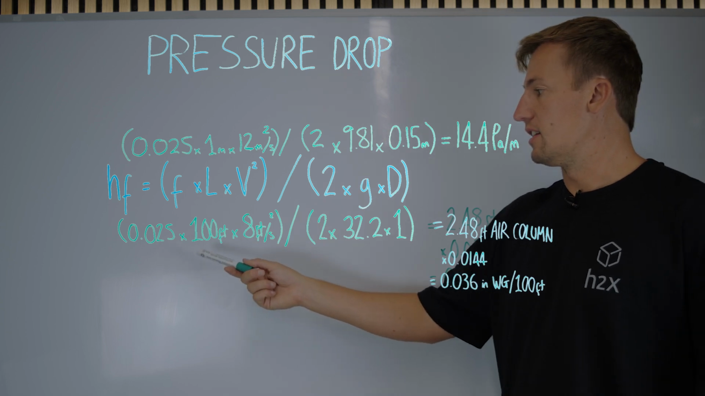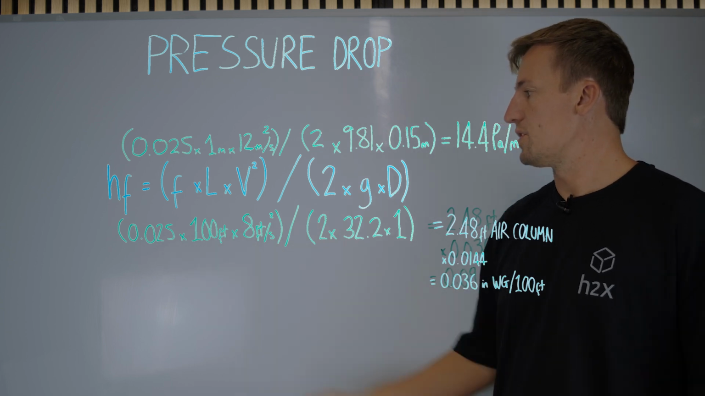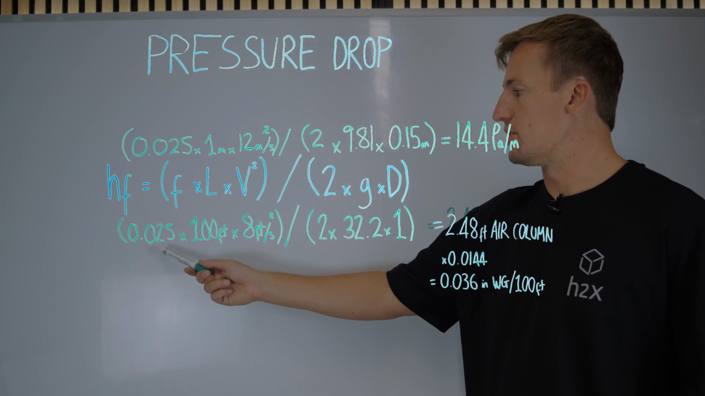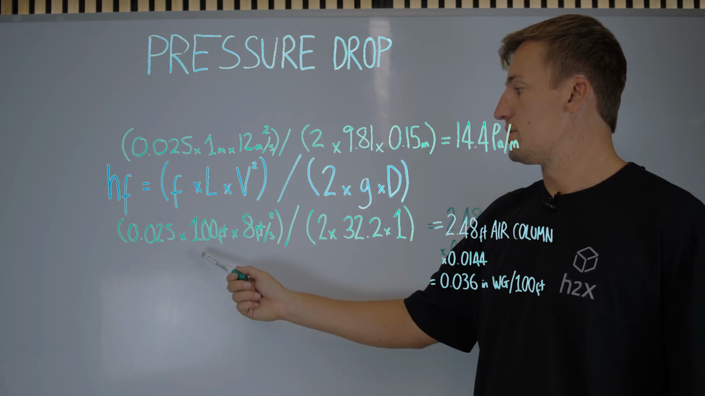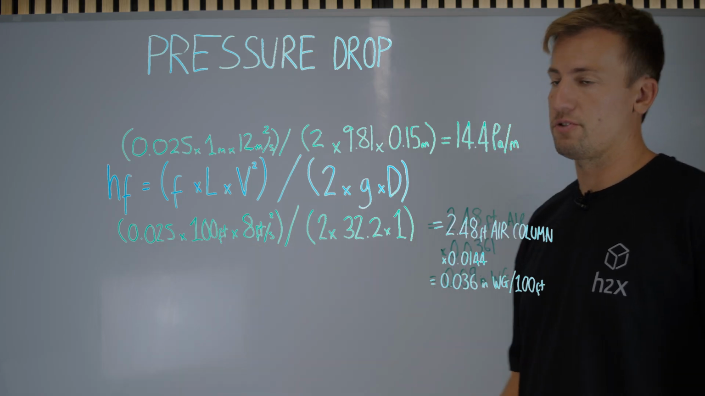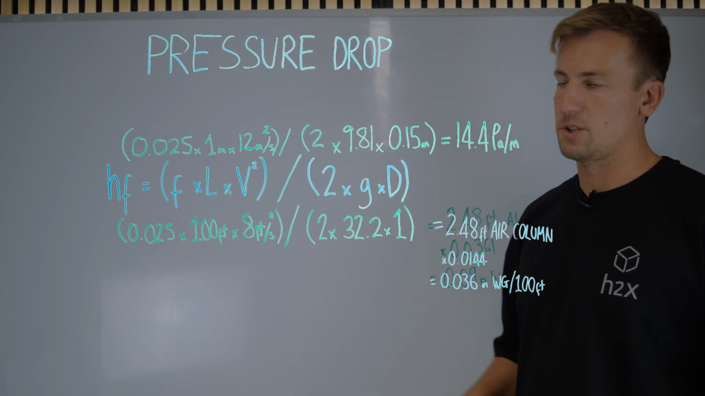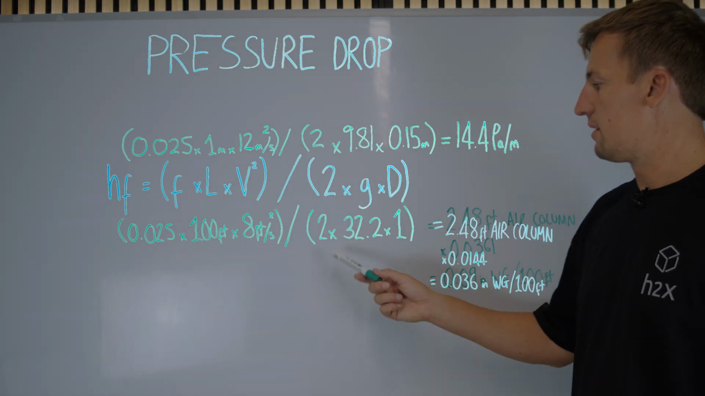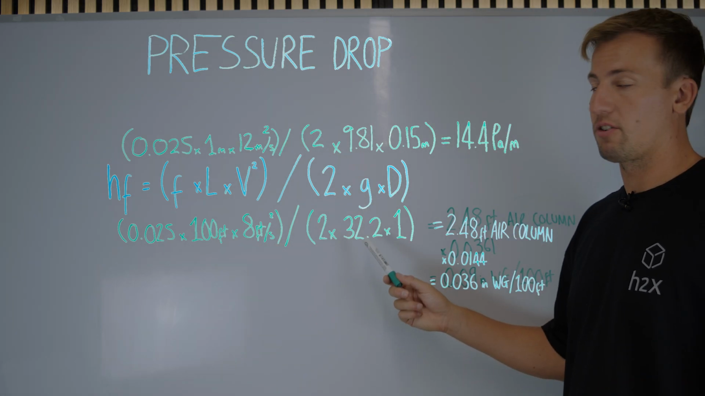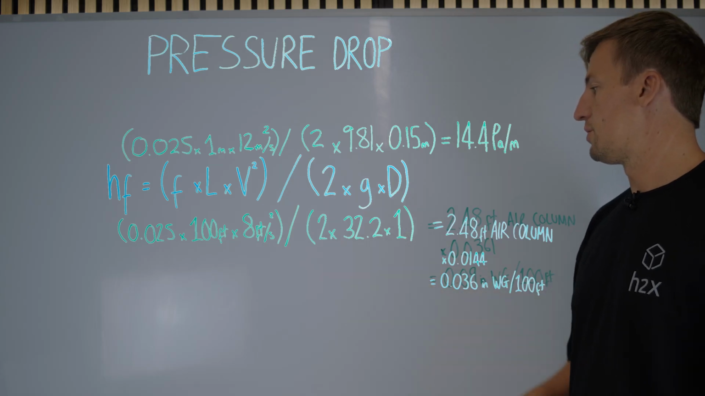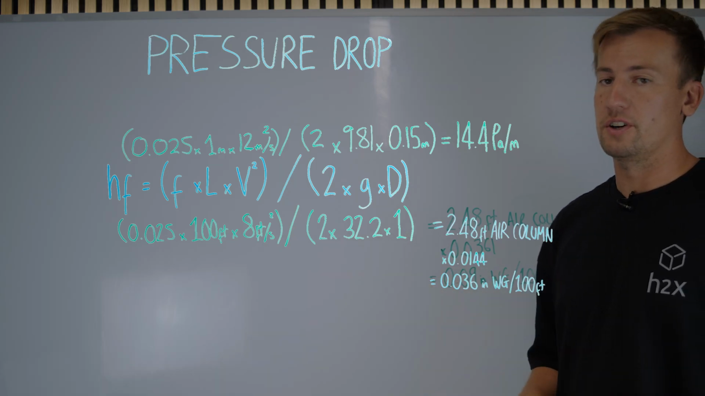If we look at the Imperial version now, once again, we've got the same constant, 0.025. We're going to multiply that by the length, which is 100 feet, and the velocity is 8 feet per second, and we're going to square that. Dividing that then by 2 multiplied by the gravitational acceleration, multiplied by a 1 foot duct.